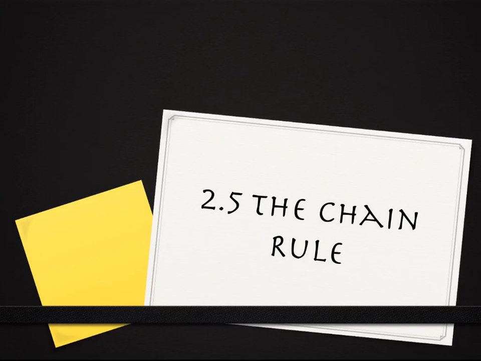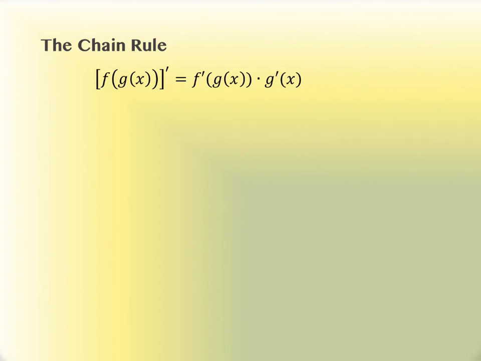2.5 is the last general derivative rule that we're going to encounter, and it's called the chain rule. And what the chain rule does is it talks about how to handle a function that is a composite function. Now, you encountered composite functions back in algebra at some point, probably in high school for the very first time. All a composite function is, is a function inside of another function.